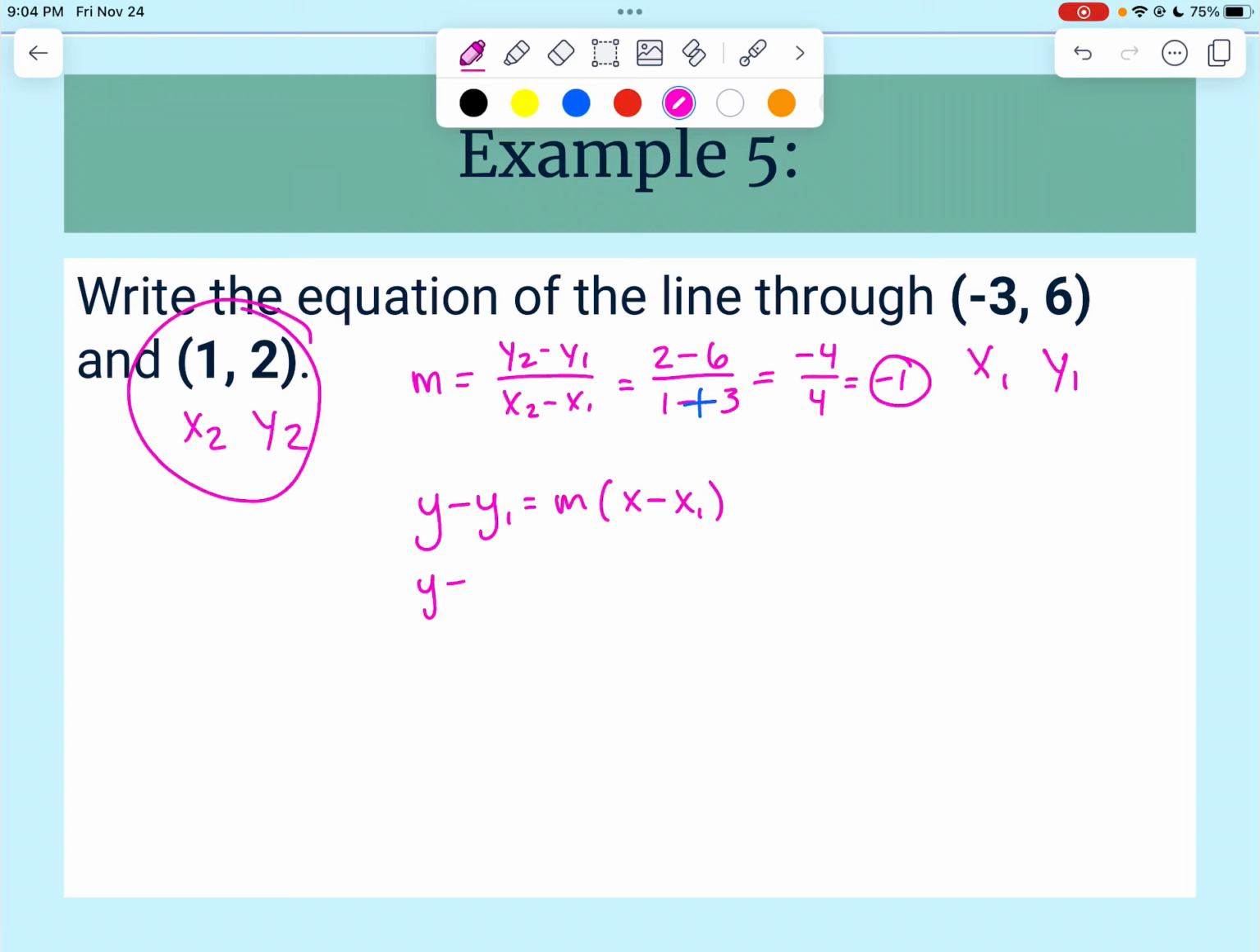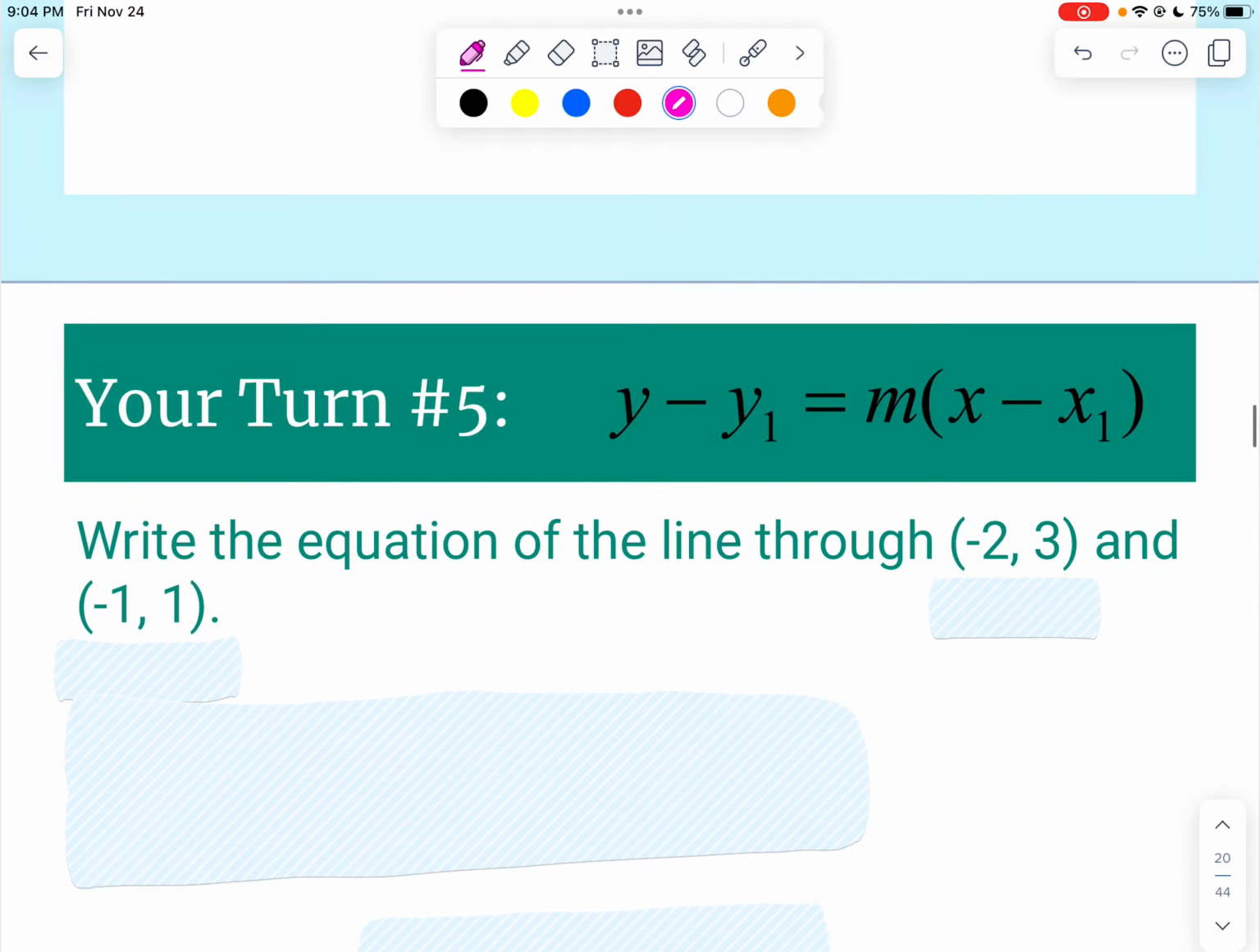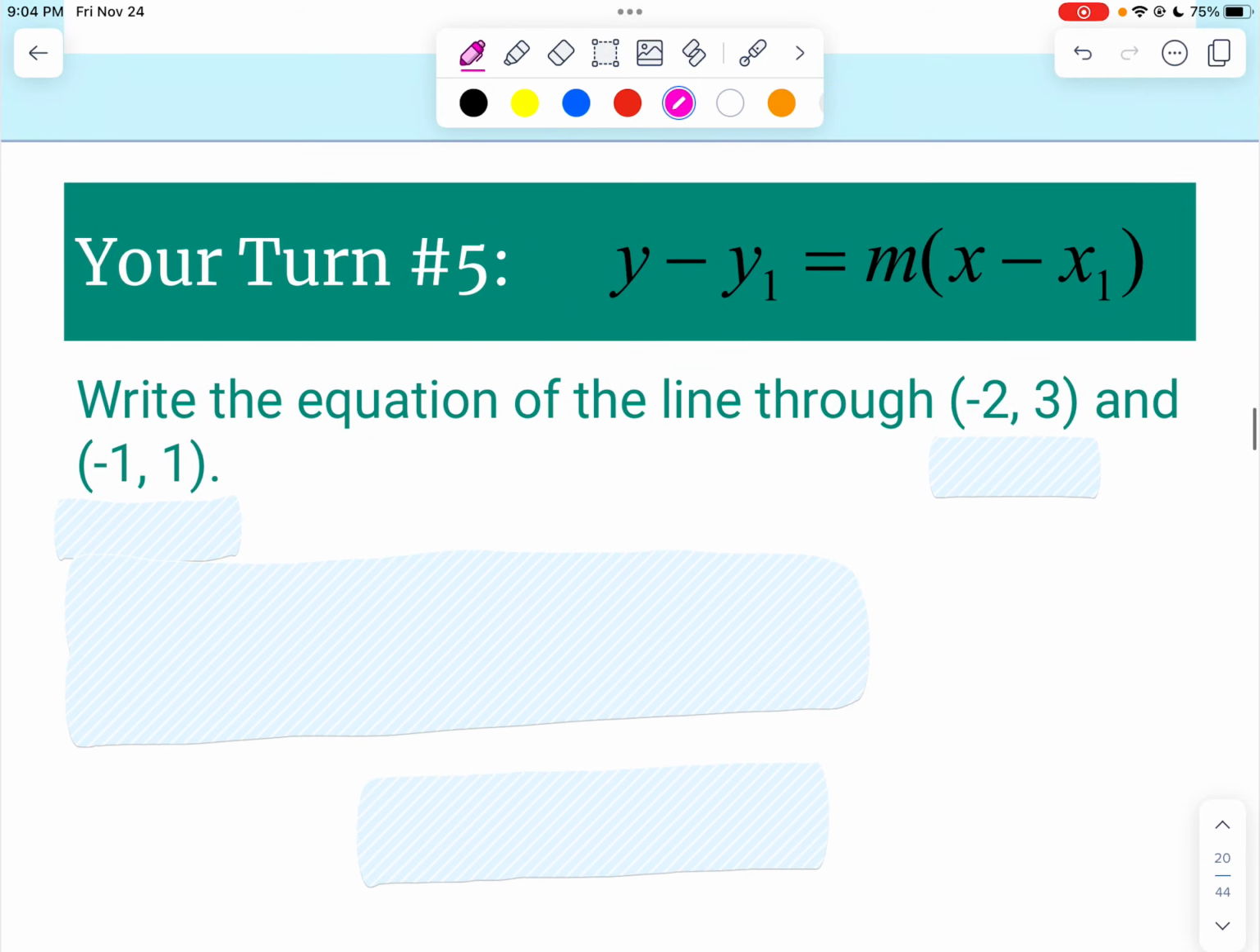So I'm going to plug in y minus y1, or my y coordinate is really 2, equals, my slope is -1, times x minus, and my x coordinate that I'm using is +1. Because I use that second point, there are no double negatives. I don't have to simplify it at all. I'm done. It's an equation. It's in point slope form. Done.